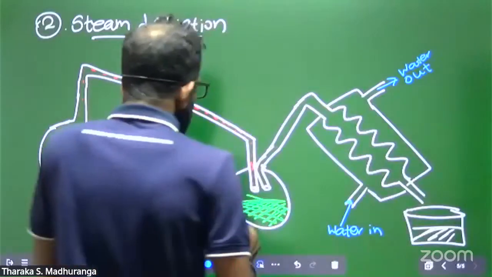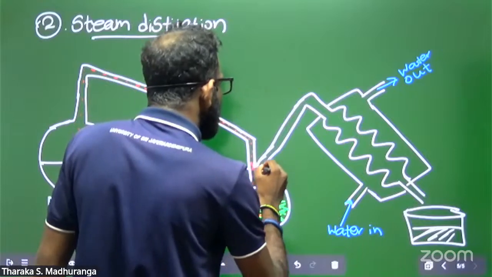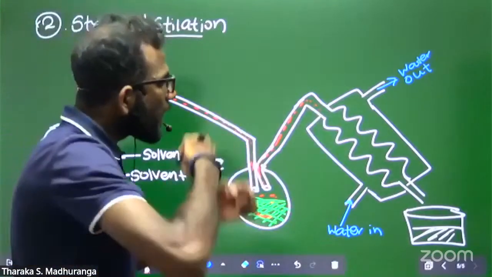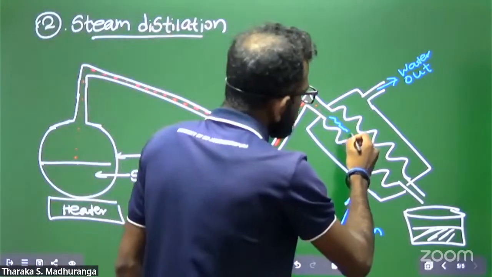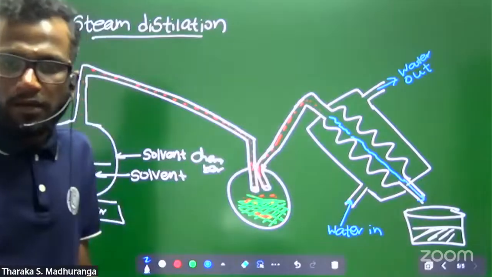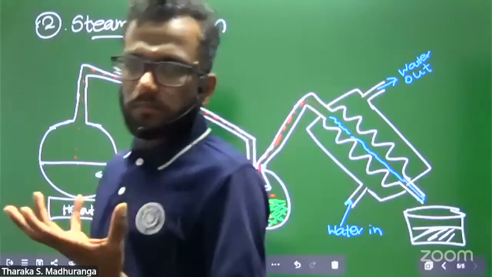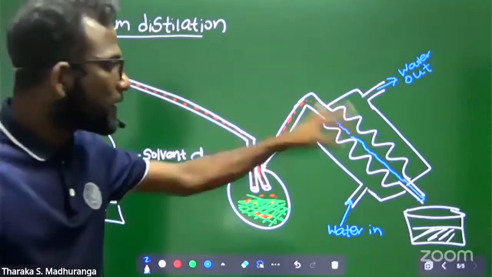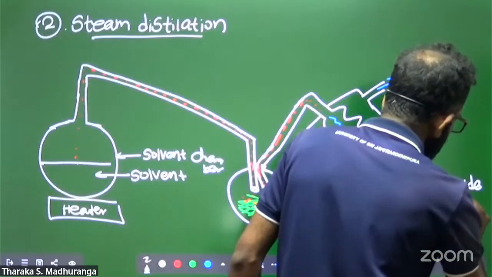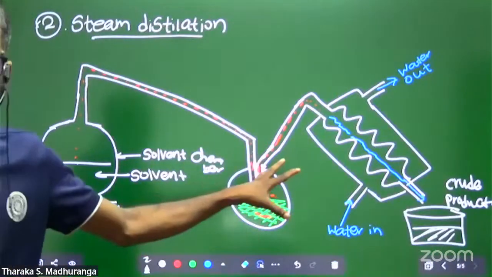After contacting, they go through this line and go through the condenser. The condenser has a continuous cooling process. Therefore, after that, the vapor condenses into liquid and goes to the crude product chamber. That's finally how we can separate the crude product. Understood?